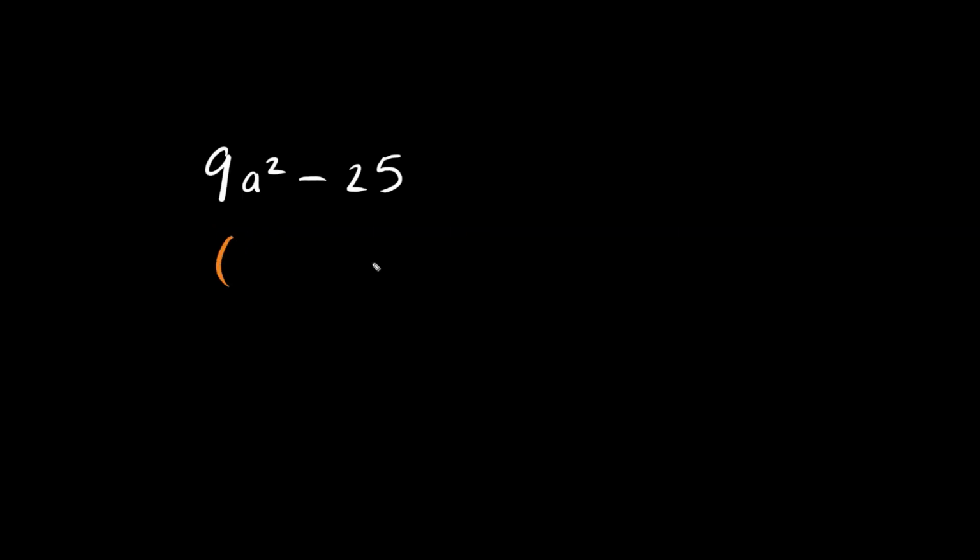Let's factor this expression using difference of squares. What times what is the first term? It's 3a times 3a. We write plus minus. What times what becomes 25? We have 5.